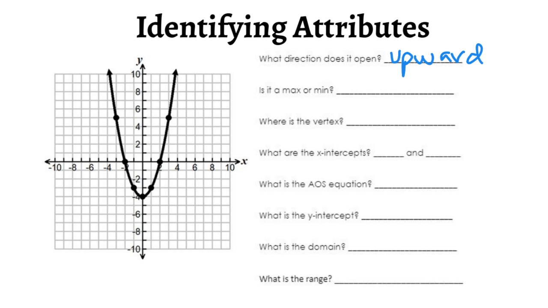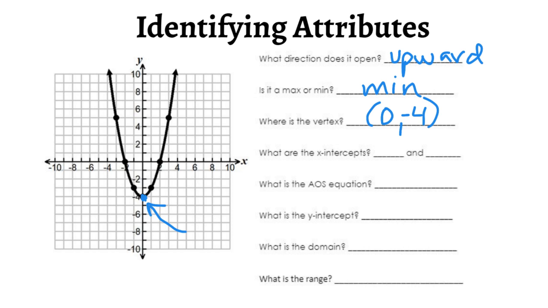Now, because it's opening upward, this point down here, what do we call it? Is it a maximum or minimum? Is it the highest value in the graph or is it the lowest value in the graph? It's the lowest value in the graph. So we call that vertex the minimum. And then we look at that vertex. What's the location of that vertex? Well, that vertex happens to be at 0, -4. So the vertex and the maximum and minimum are always going to be connected, right?